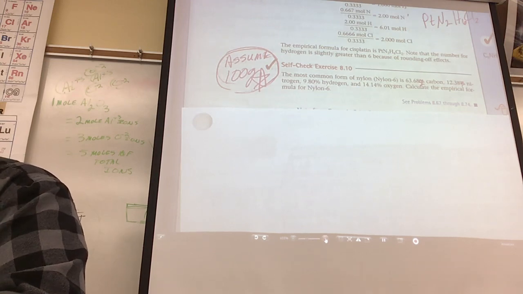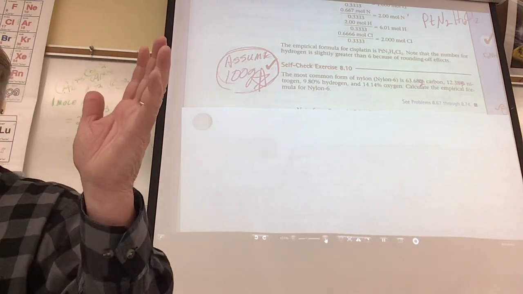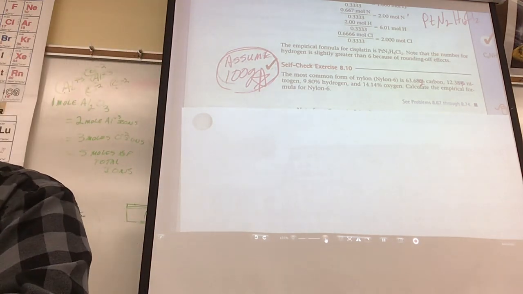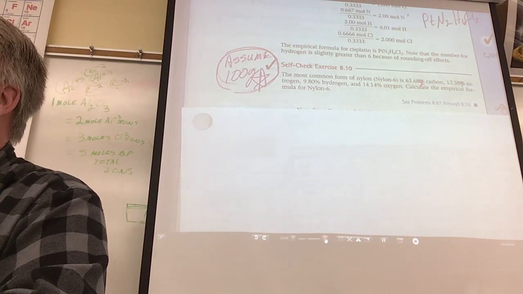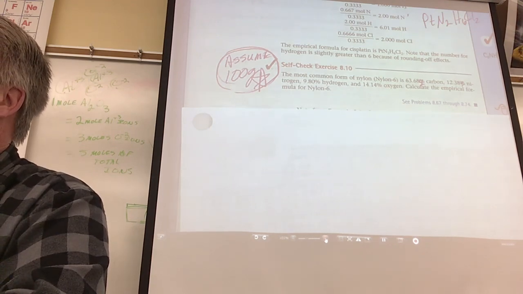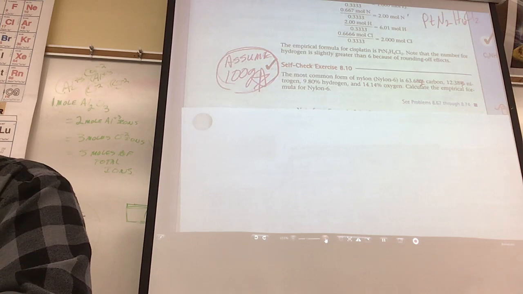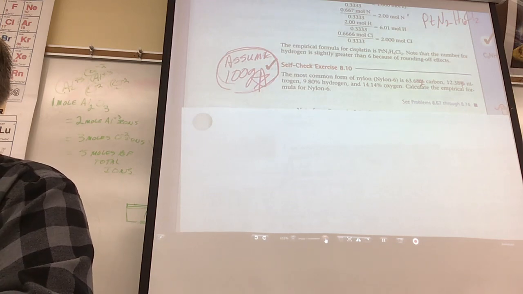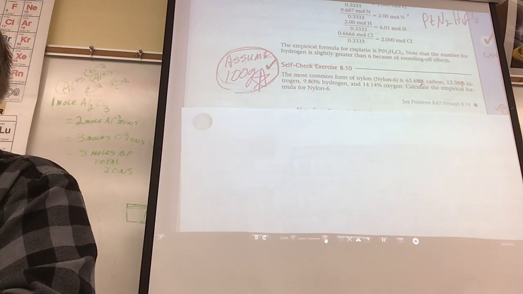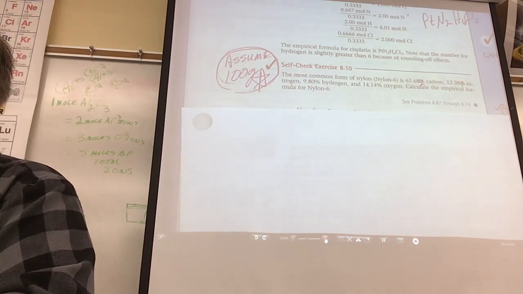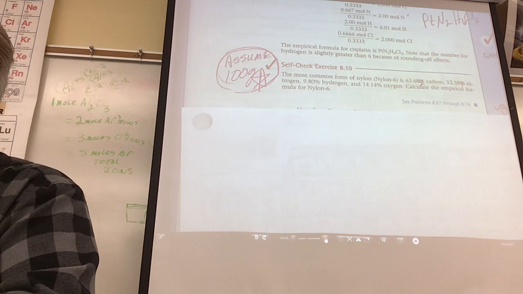63.68% of 100 grams is 63.68 grams. Okay, so when you see a problem like this, you simply say, I'm going to assume they give me 100 grams, and then all those percents become grams.